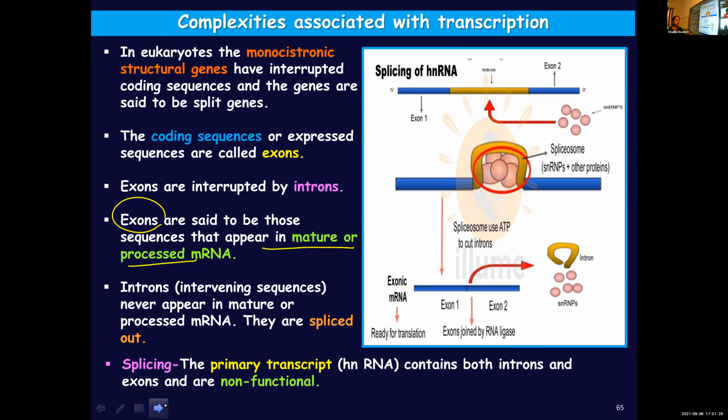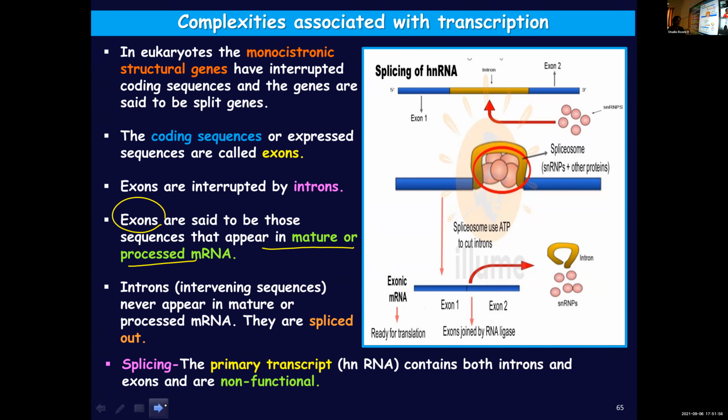What do you call the process of removing them? Splicing. So the primary transcript, hnRNA, will have both exons and introns, but later it will undergo a process known as splicing, by means of which the interruptive sequences or introns will be removed and exons will be joined together.